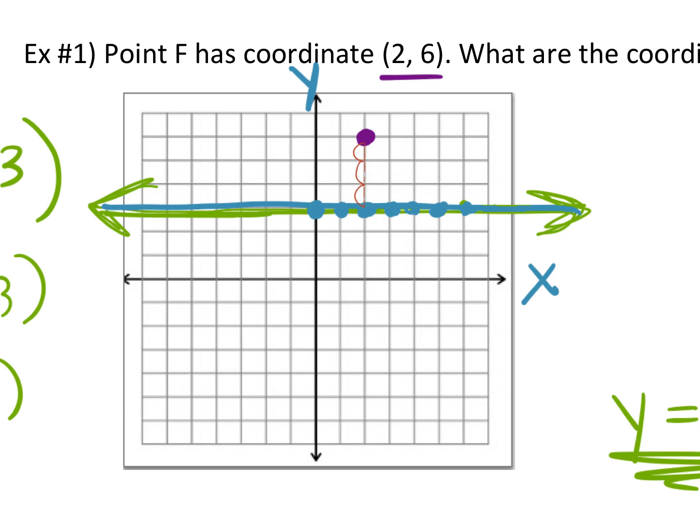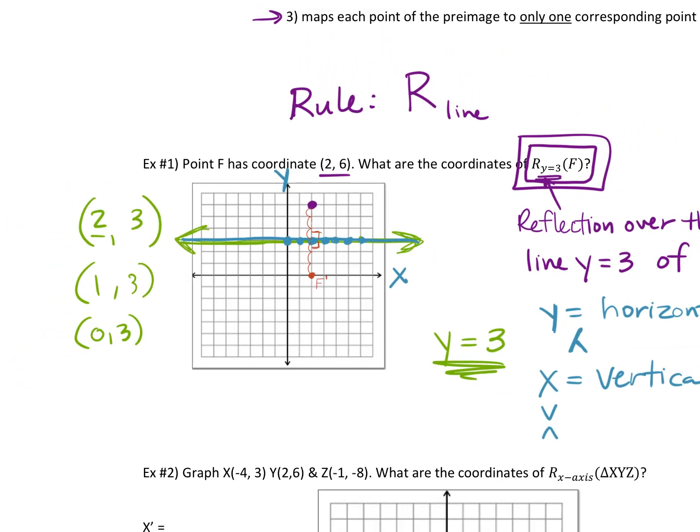We want to reflect over the line, so we want to go 1, 2, 3 units below. And this point then is F prime. That's your new point. It has to be perpendicular, which is why if you're horizontal with your line, you have to go vertical, right? Perpendicular to it. And that'll be your new point.